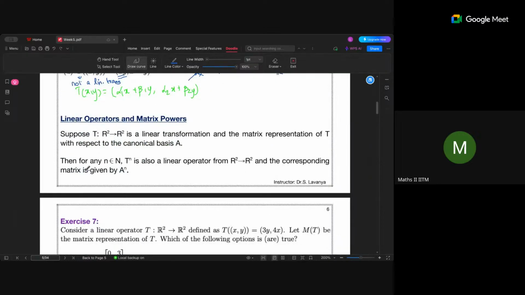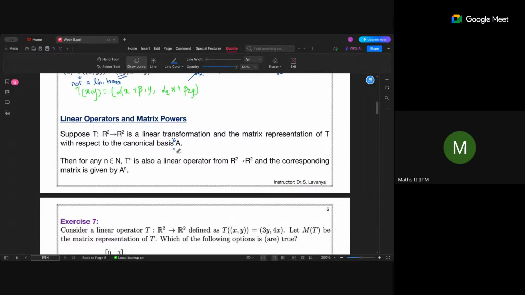Now suppose T from R2 to R2 is a linear transformation and the matrix representation of T with respect to the canonical basis is A. Then for any n in N, T power n is also a linear operator from R2 to R2 and the corresponding matrix is given by A power n. As simple as that. If A is the matrix representation of T, then A power n is a matrix representation of T power n.